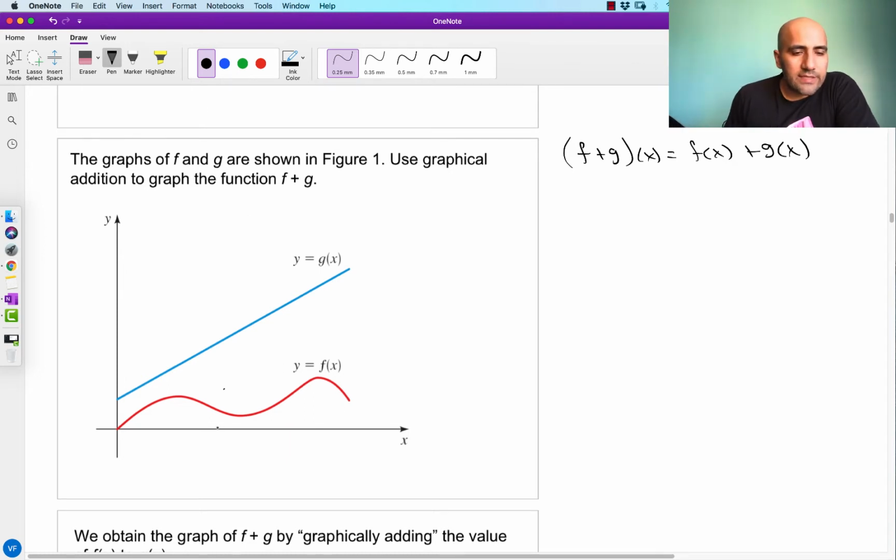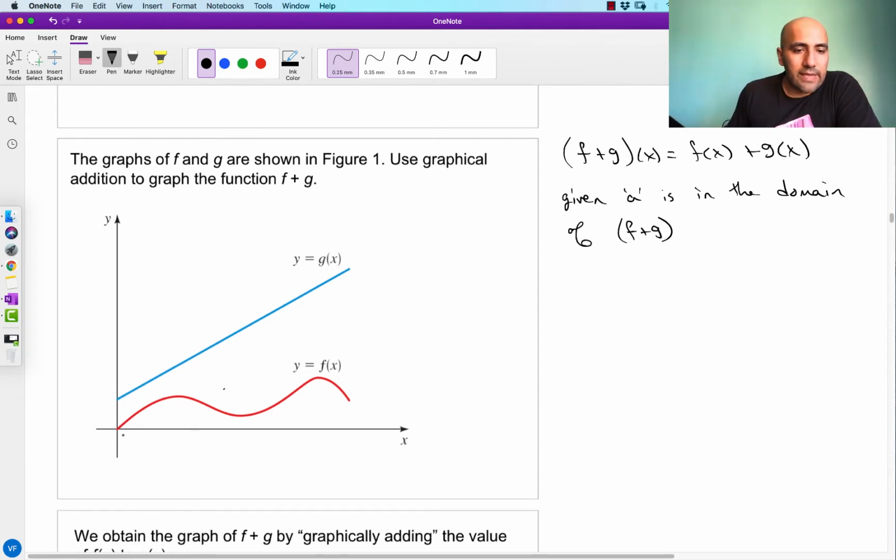Okay, so what we have to do is think about the resulting function that's going to come from a point-by-point basis. So we use x way too much. So let's say a is in the domain of this function. So given a is in the domain of this new function f plus g, that means that it must be a value in the domain of f, and it must also be a value in the domain of g.